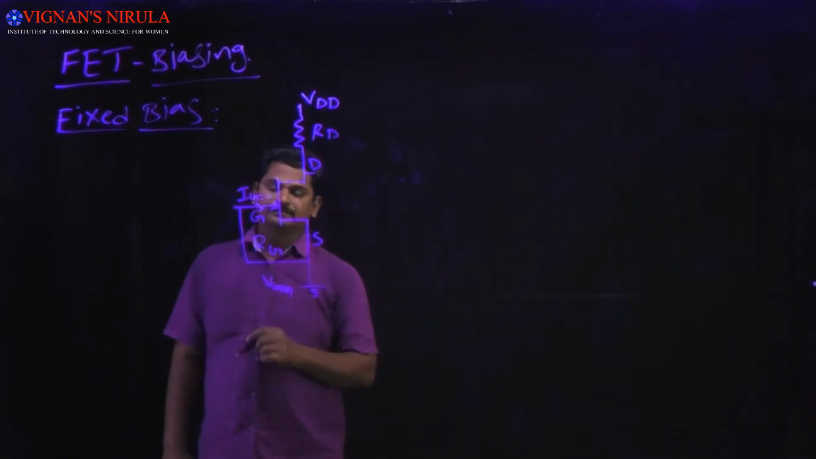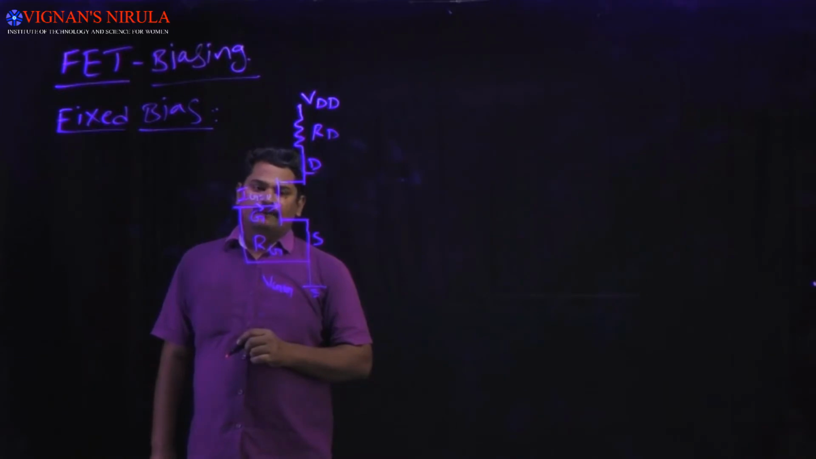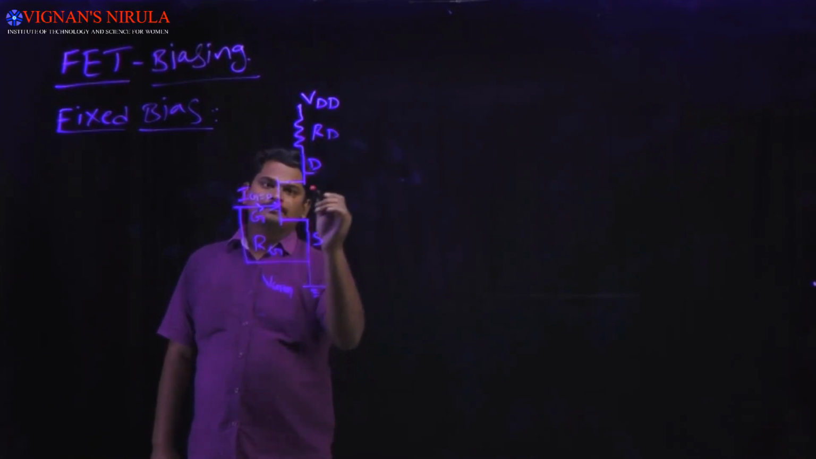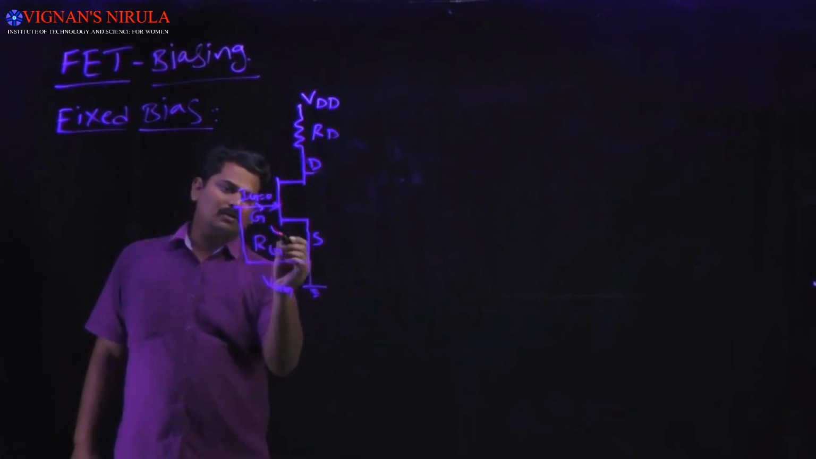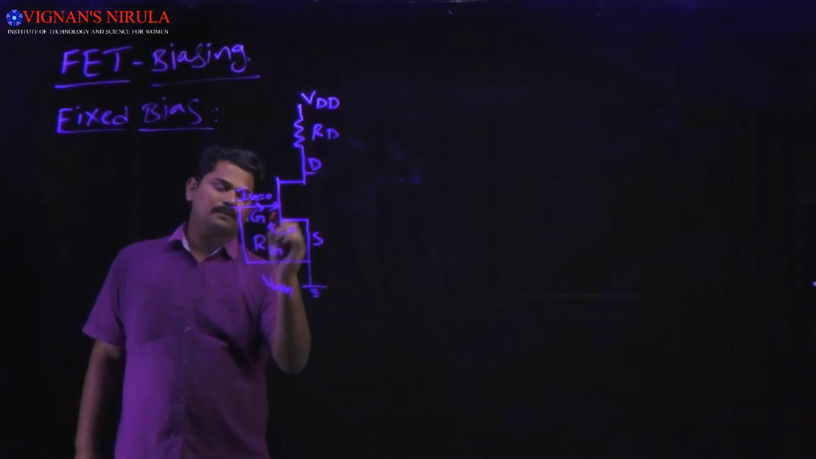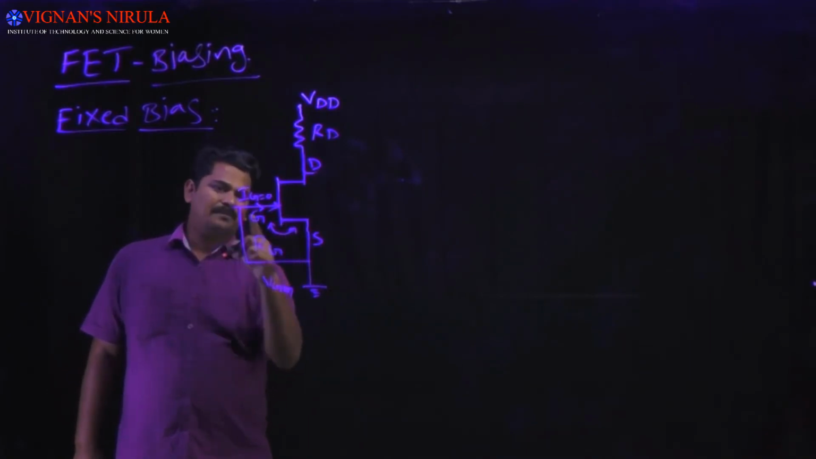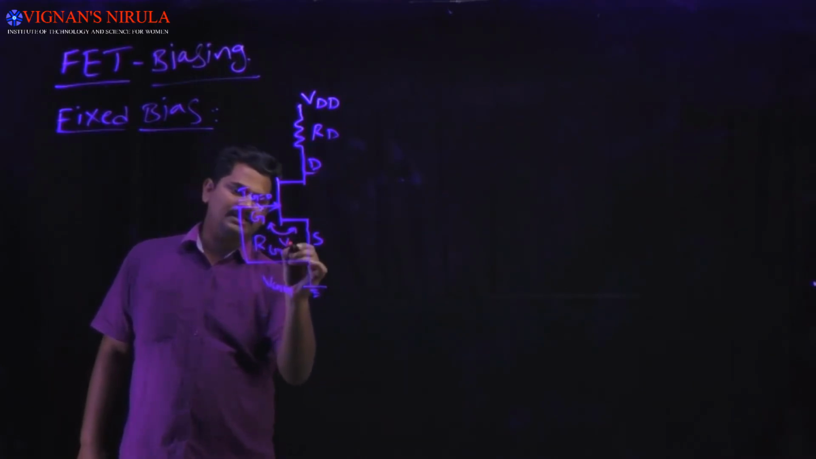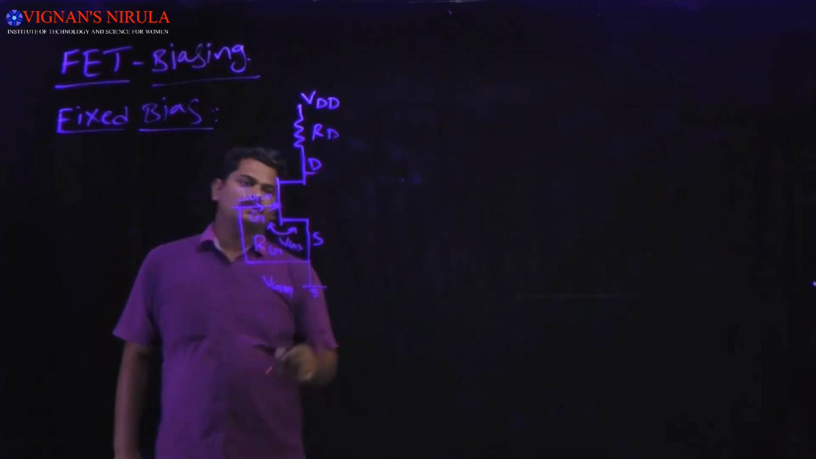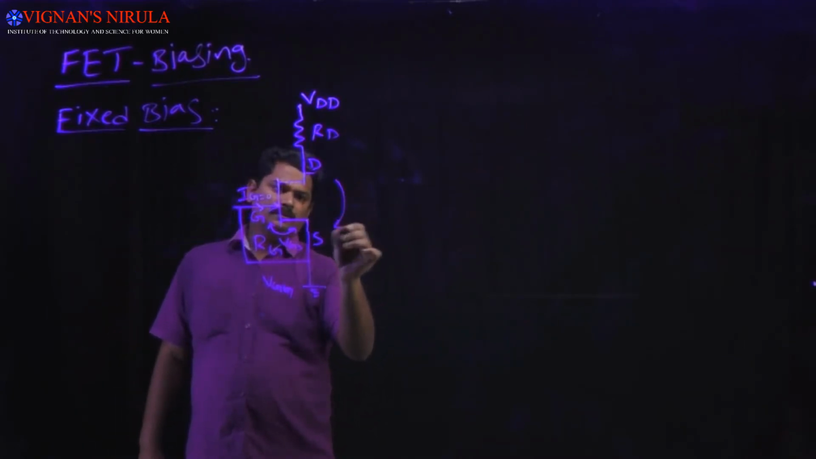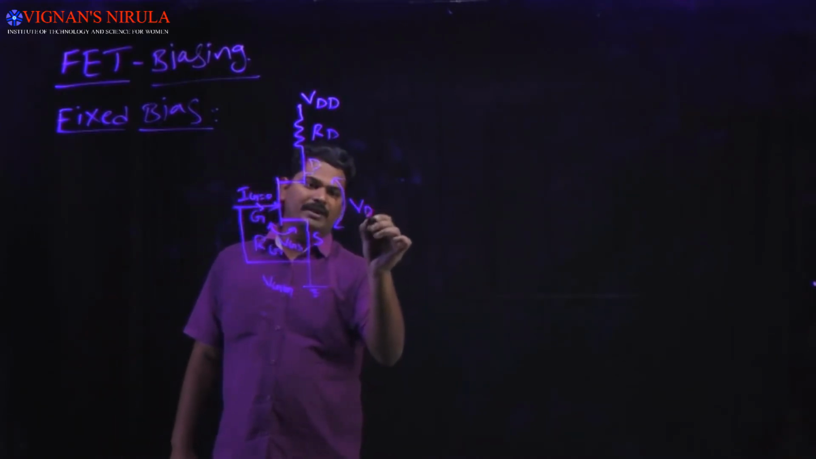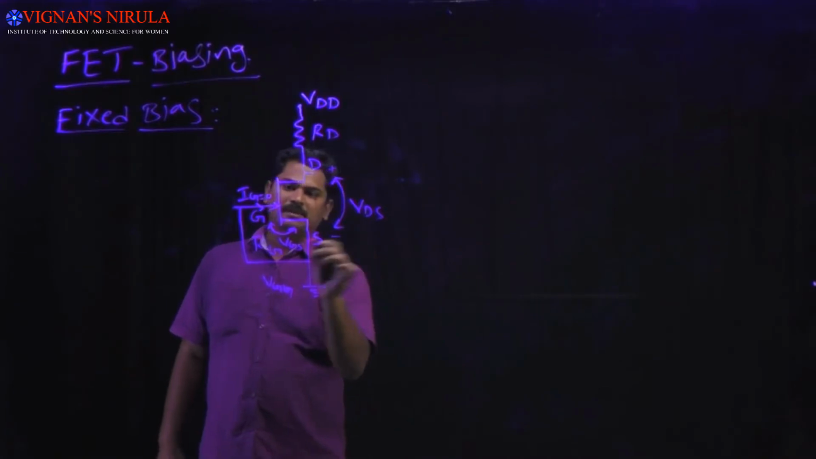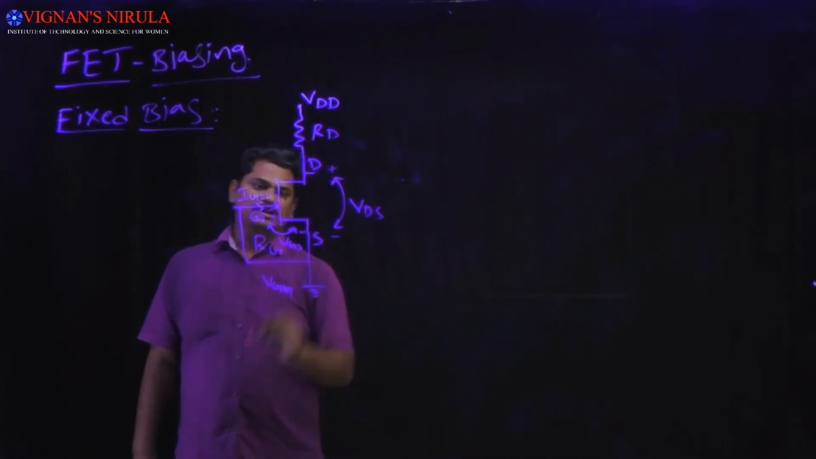And now, before going to the DC analysis, the voltage across the gate and source is called VGS, and the voltage across the drain and source is called VDS, with polarities plus and minus. Here also it is polarities plus and minus.